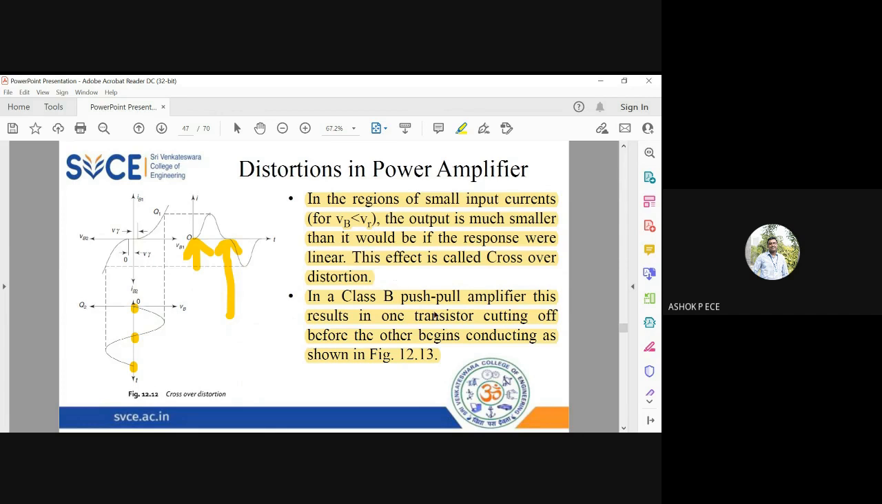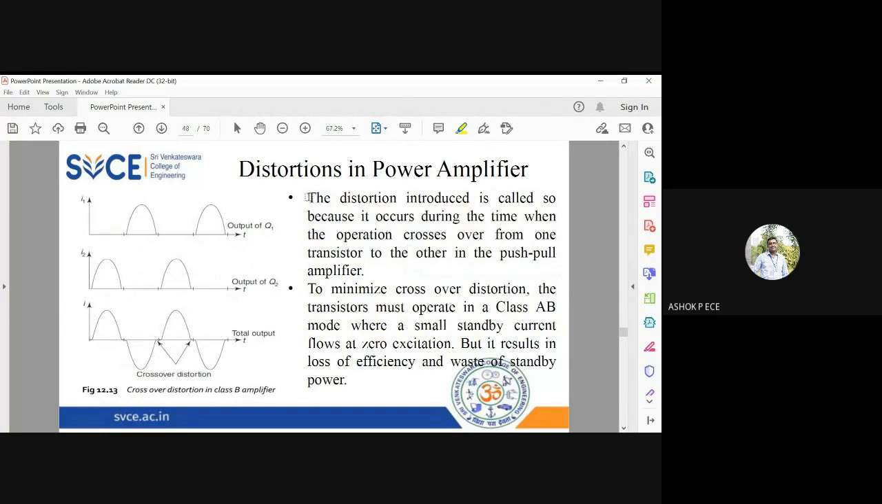But because of crossover distortion, there is a chance that there is a brief period of time where both the transistors are turned off. So Q1 is on, Q2 is off, Q1 is also off for some time, then Q2 becomes on. So there is one point of time where both the transistors are turned off because of crossover distortion, and it occurs during the time when one transistor is going to off state, other transistor is going to on state. You see, ideally the sine wave should start from this vertical line, but it is starting after some time delay because of crossover distortion.